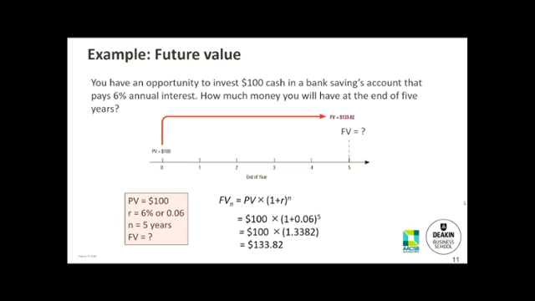N, number of years, 5 years, am I right? $100 present value, 6% interest rate, 5 years, number of years. Put the number into the equation. Are you able to work it out? So the future value of this individual cash flow in 5 years' time will be $133.82. Okay? Up to this stage, any questions?